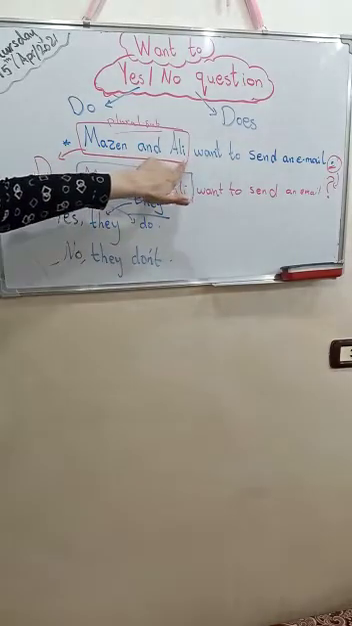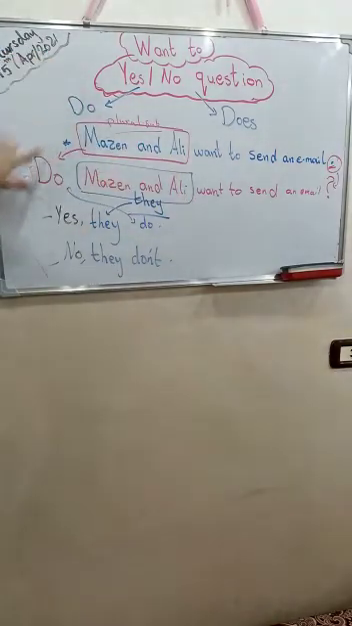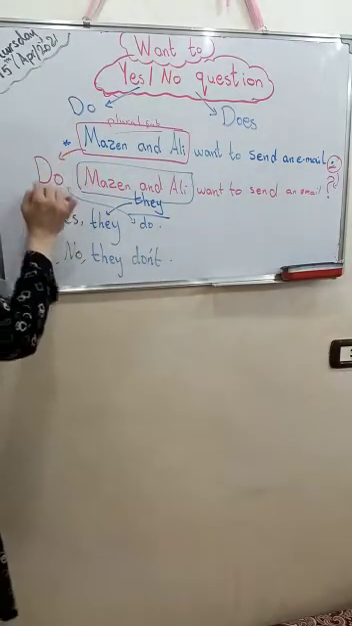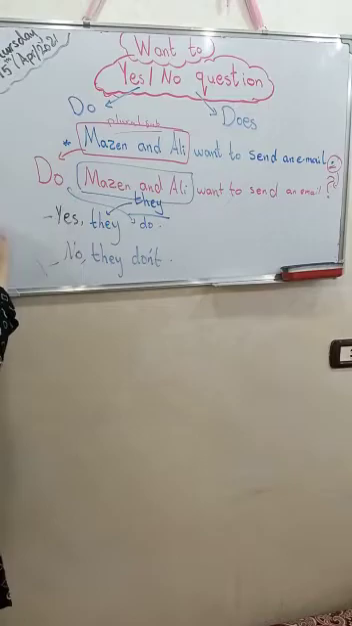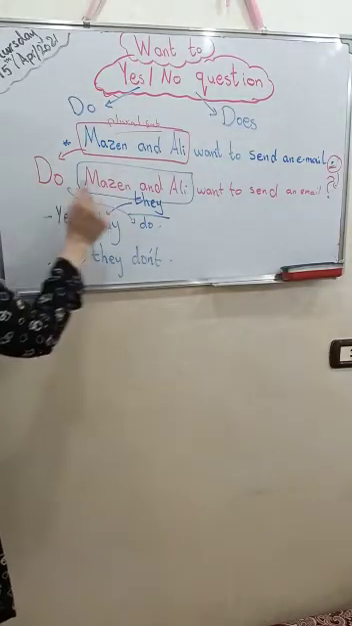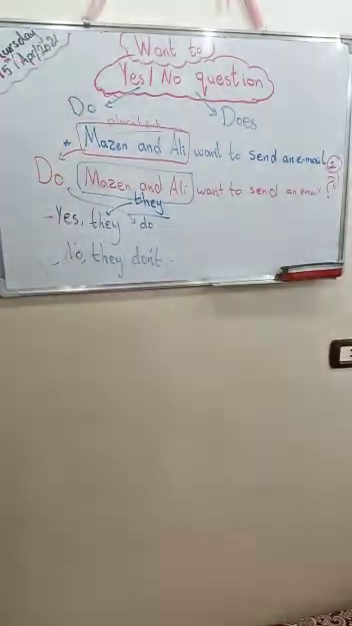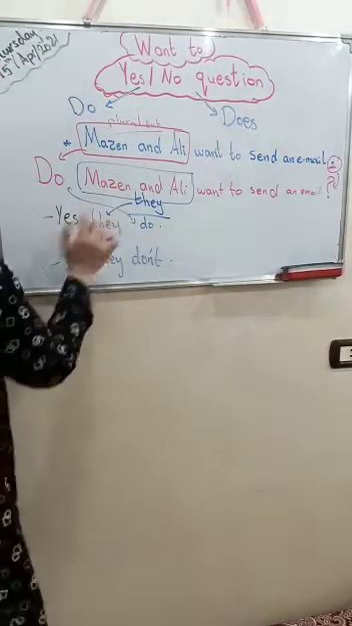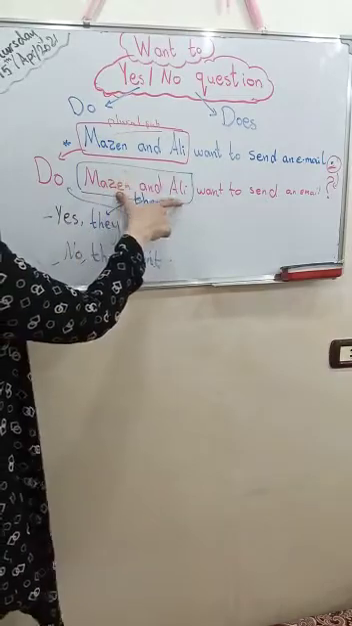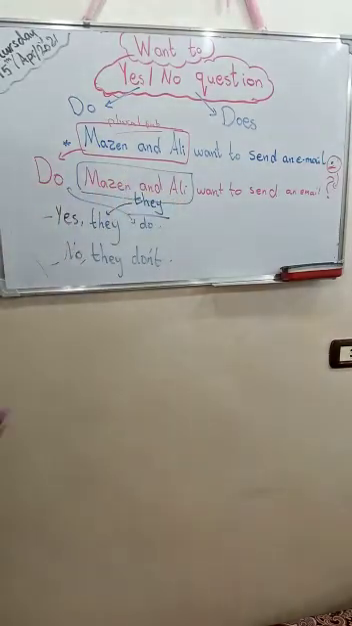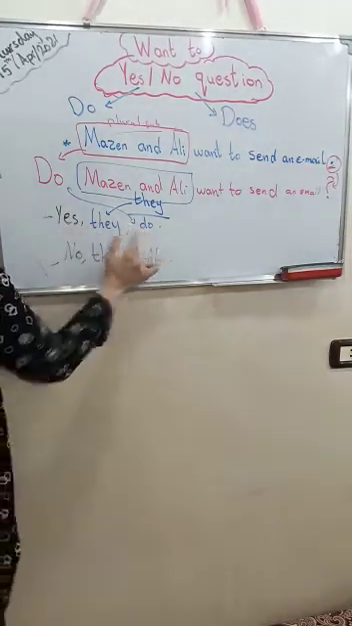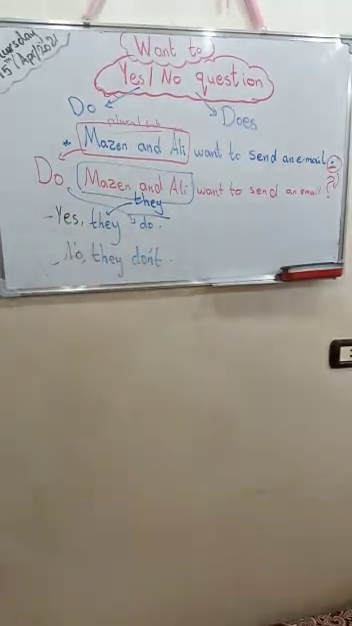Again, Mazen and Ali, plural subject. So you have to use do. Do before the subject. Okay? لازم نكتبها قبل الفاعل. Do Mazen and Ali want to send an email? And at the end of the question, you have to write a question mark. What is the suitable pronoun for the plural noun? الاسم الجمع, شو الضمير المناسب إله؟ They. Yes, they do or no, they don't.